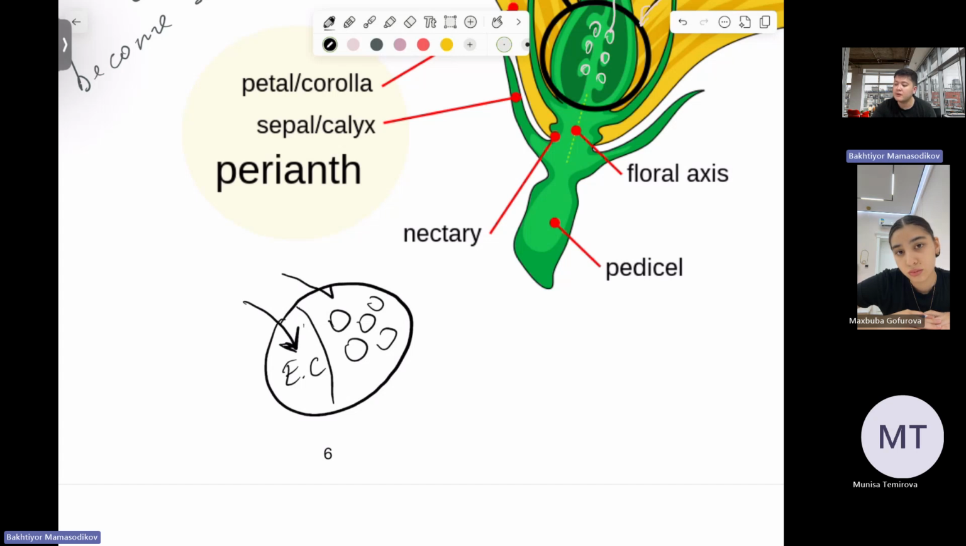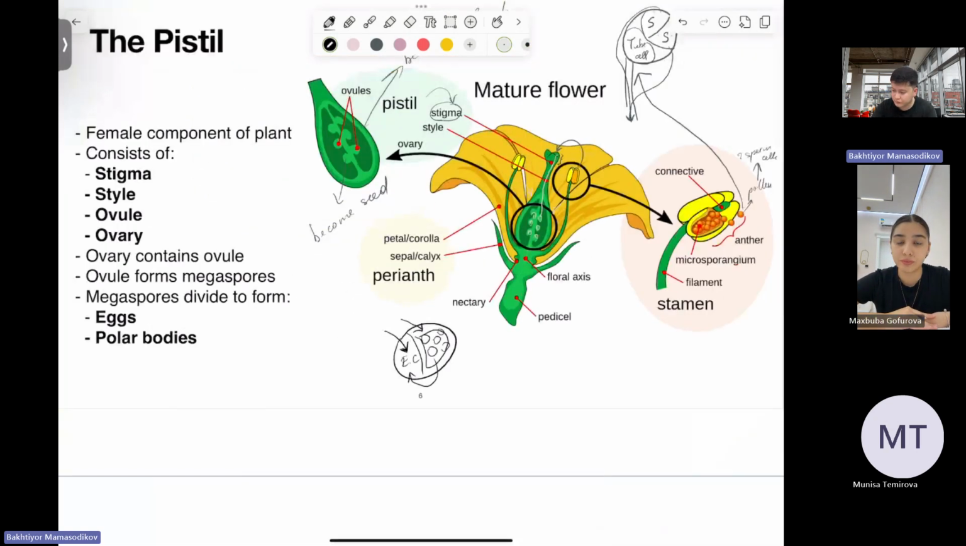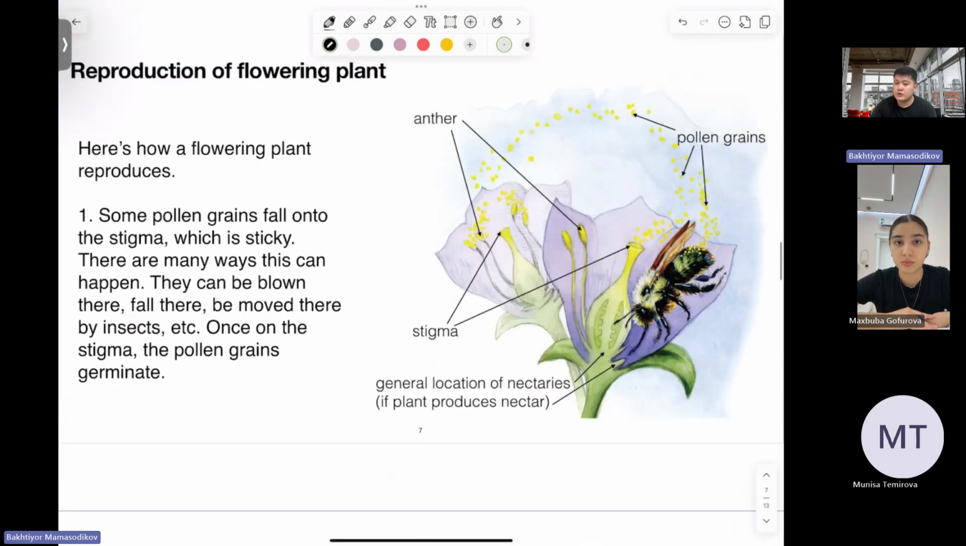Okay, if they fertilize the polar bodies, they become the endosperm, and this endosperm will be nutrition for the growing plant. Okay, I'm talking about the seed now. So eggs and the polar bodies. So, any questions so far? No question. Okay, let's talk about the steps of pollination.